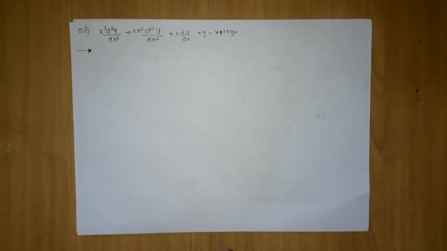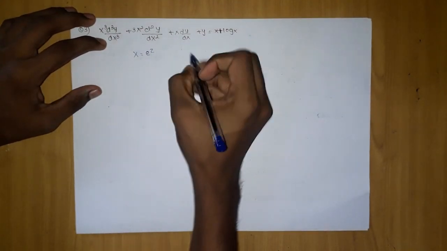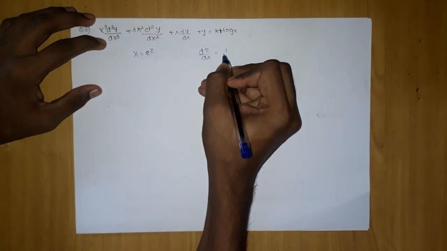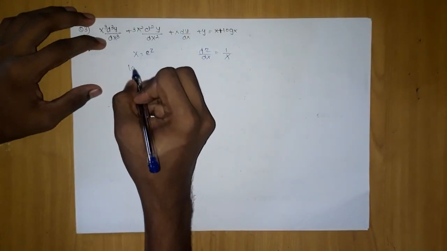So the given differential equation is a Cauchy differential equation. We will use x equals e to the power z. I will just write that, e to the power z, which will give us that dz by dx is nothing but 1 by x, when you move log x here, or you can say after this step.